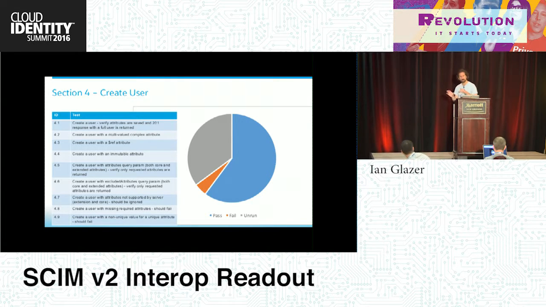Only things to note other than that were around attributes and excluded attributes, which I think are tests 4.5 and 4.6. Not everyone included the excluded attributes capabilities. So I think what we saw here was people just hadn't built that out in the server side.